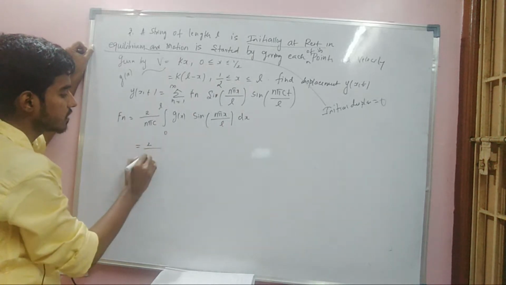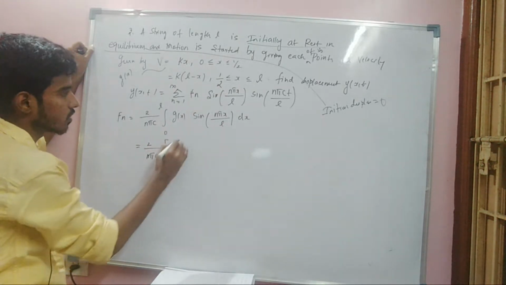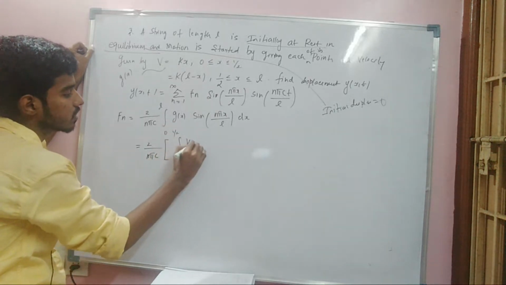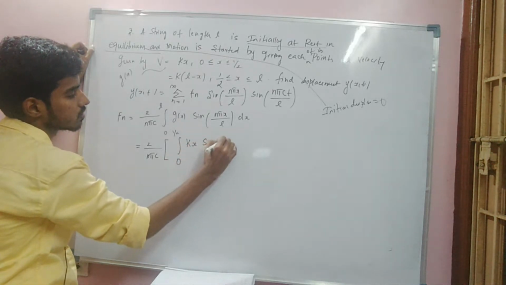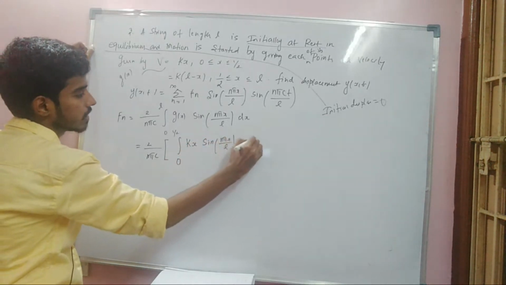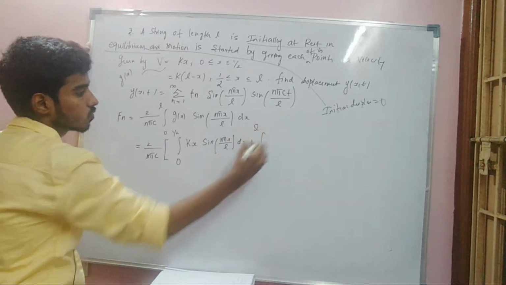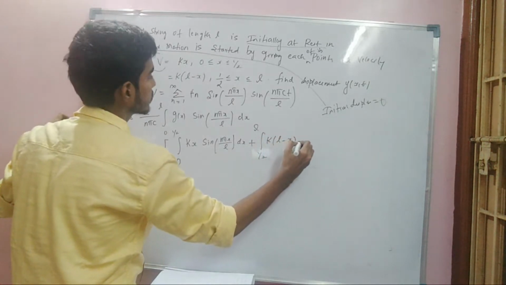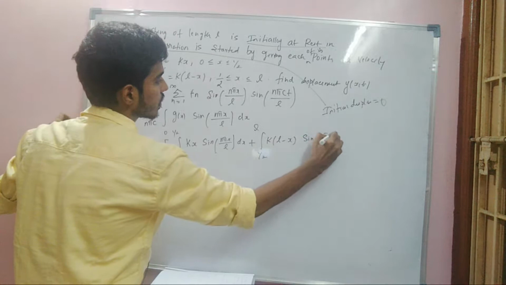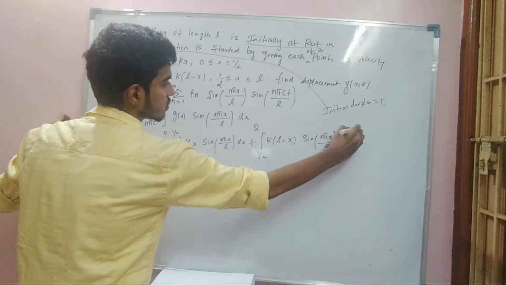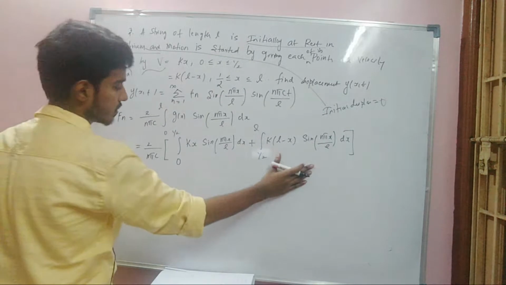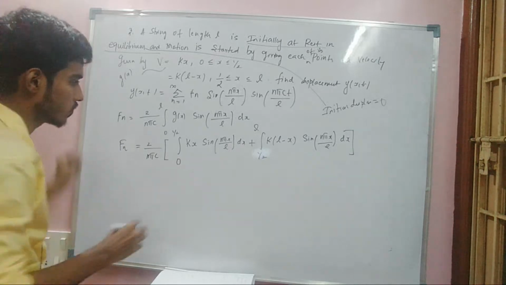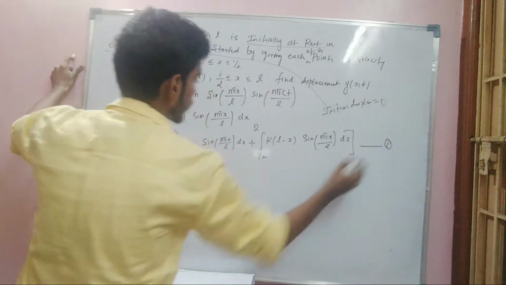So I can split this as 2 by nπ, with the range from 0 to 1/2, where our g(x) is kx, plus, when the range is from 1/2 to L, our g(x) is k(L − x), times sin(nπx/L) dx. So we have to integrate this and then substitute here to find fn. We will mark this equation as 1.